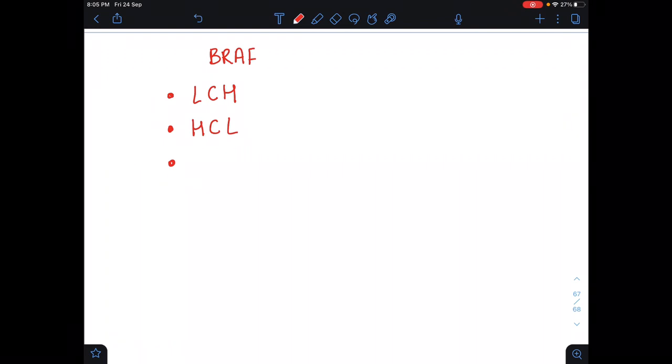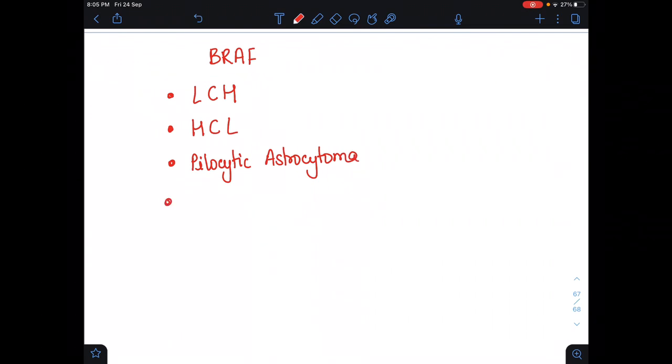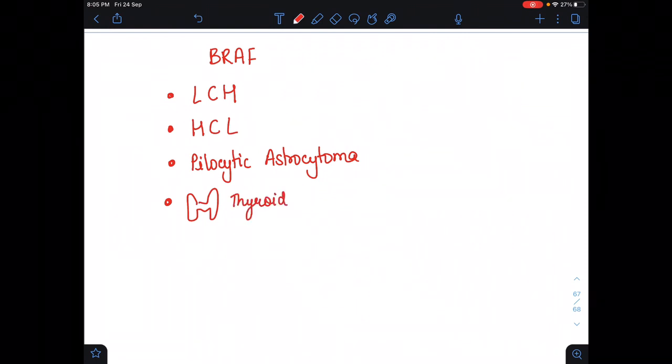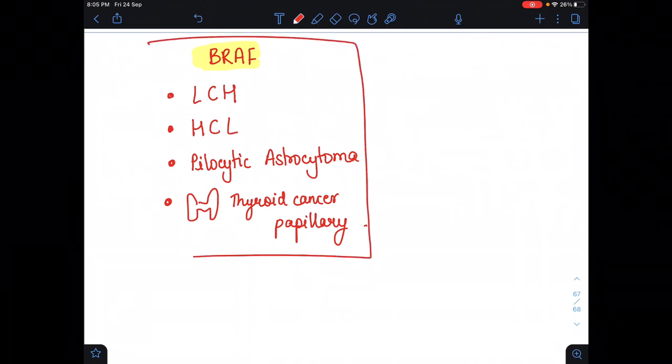BRAF mutation is also seen in pilocytic astrocytoma. And the fourth one where we see the BRAF mutation is thyroid cancer, that is papillary thyroid cancer. Please remember it, in papillary thyroid cancer we see the BRAF mutation. So these were the four conditions where we find the BRAF mutation. Please remember it, it is a very important table.